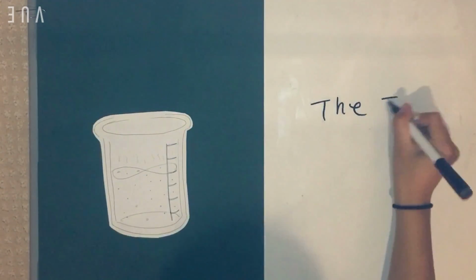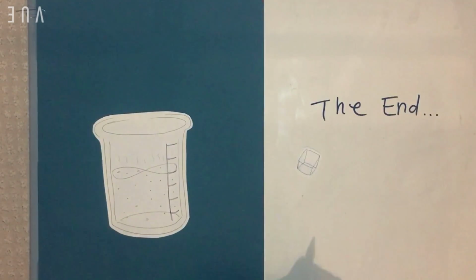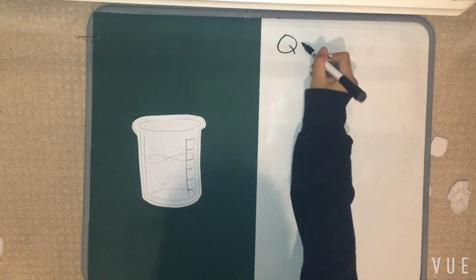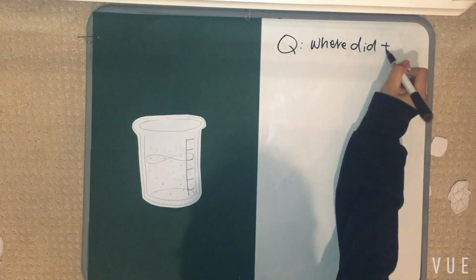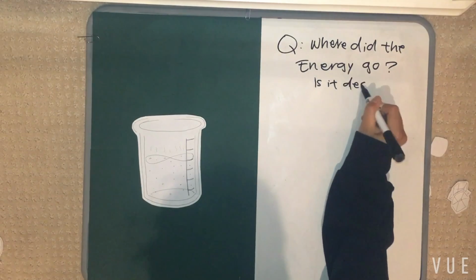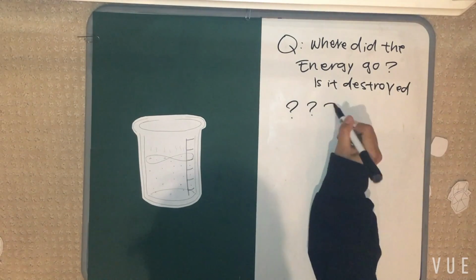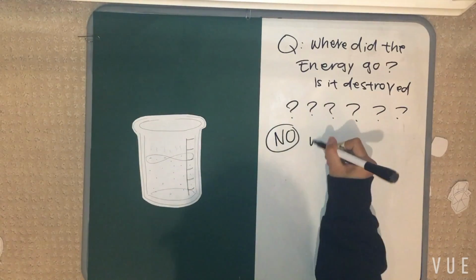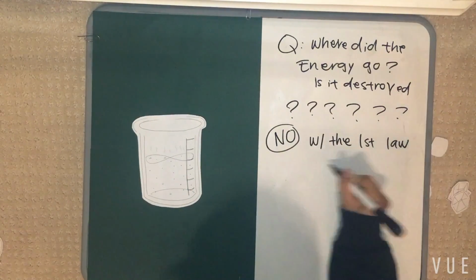So a question is, where does the energy from the water go, or is it destroyed or created? The thing is, if you look at the first law of thermodynamics, the first law says that energy can only be added or subtracted. It cannot be created or destroyed. So what it means is that this energy doesn't disappear into the air. It actually transfers from place to place.